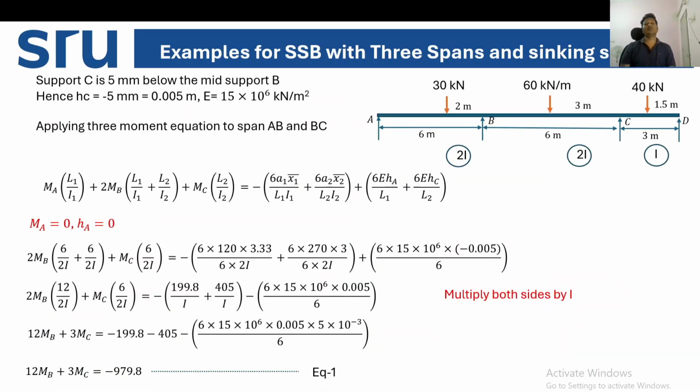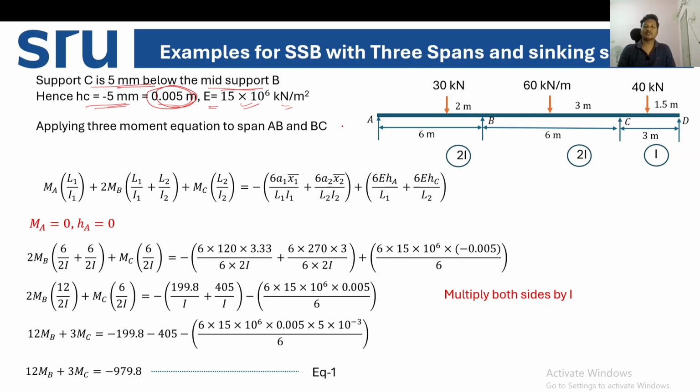Now we apply the three moment equation to solve this continuous beam. Before that, what is the condition given in the question? Support C is 5 mm below the mid support B. So we can consider HC is minus 5 mm. We have converted that mm into meter, so 0.005 meter. And the value of E given in the question is 15 into 10 to the 6 kilonewton per meter square.